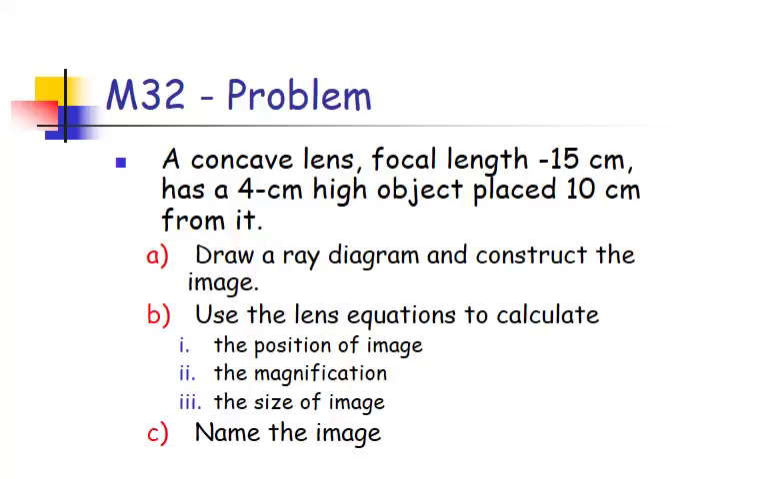All right, so let's go ahead and try this one, the concave lens this time, focal length -15. We have a 4 centimeter high object placed 10 centimeters from it. And yeah, we can give this a try. So go ahead and pause the clip and give this a try. And when you're ready to check, you can hit play to continue.